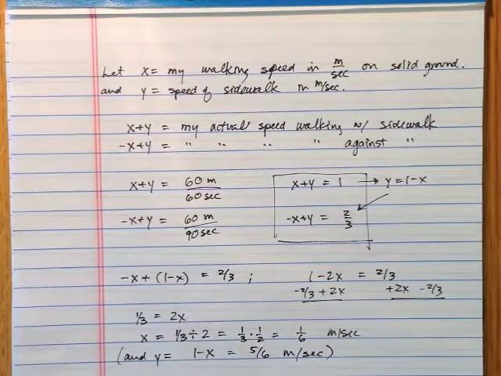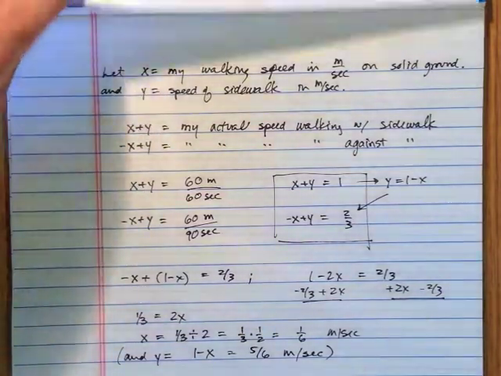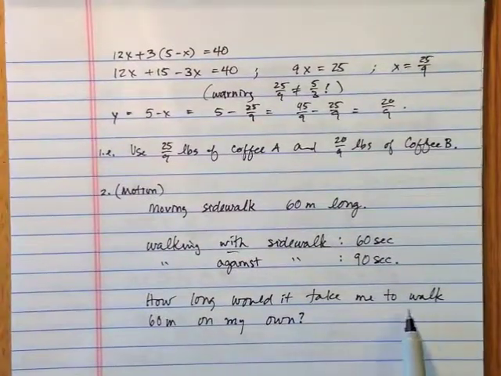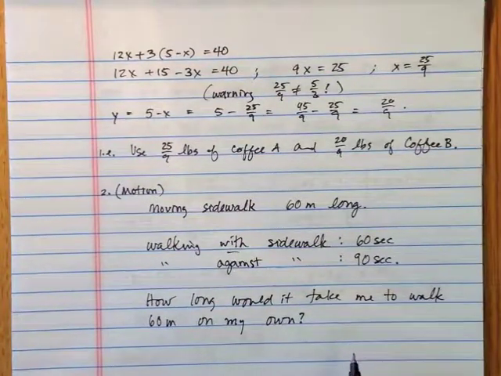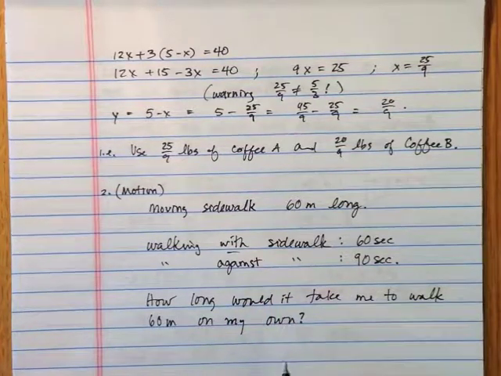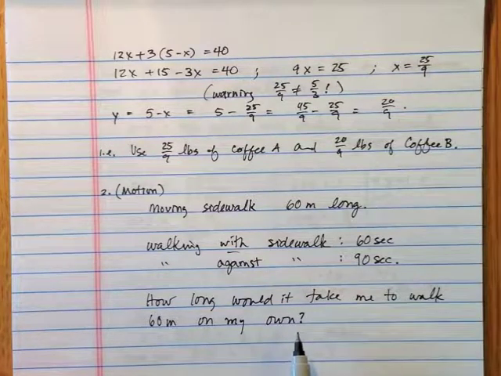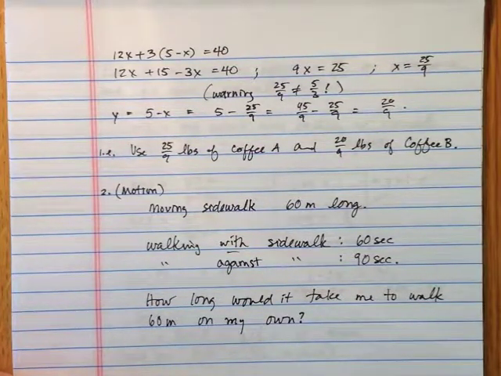But if you look carefully at the problem, it said, how long would it take me to travel 60 meters on my own? It's essentially asking for x. It really doesn't ask me how fast the sidewalk is traveling. So this is one of these problems. If I read carefully what the problem asks, I don't actually need both of the variables that I invented to answer the question.